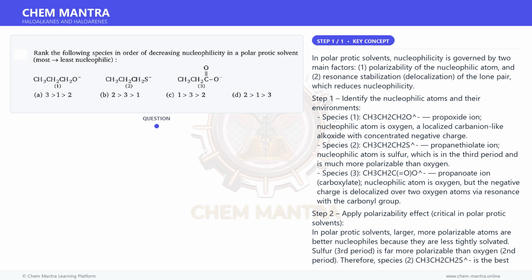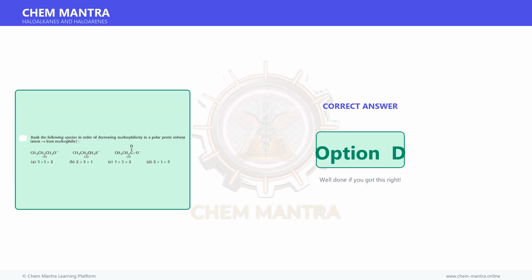D. 2, 1, 3: correct. Sulfur nucleophile first, polarizability; then alkoxide, localized charge; then carboxylate, resonance delocalized, least nucleophilic. Therefore, the correct answer is option D.